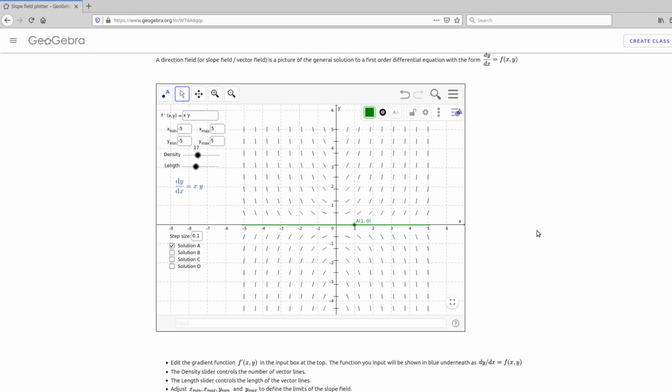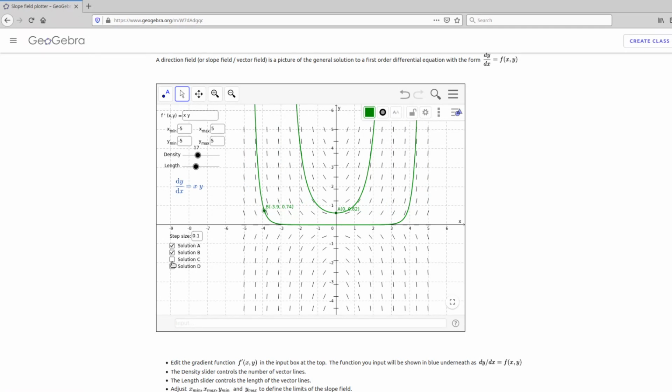If you drag it to (1, 0), you get this 0 solution here. And so you can play around with different initial conditions and see what happens to the solution. So it's a very useful tool.